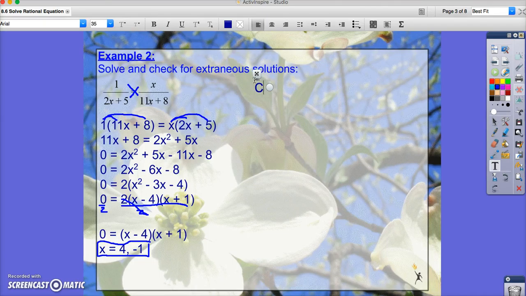Now, when you have two solutions, you need to check for extraneous solutions. If you remember, we've done it a few times this year. You have to check both into the original, one at a time. Sometimes one solution works, sometimes both, sometimes none. You don't know until you plug them in. All right, so I'm going to start by plugging in the 4, one at a time.